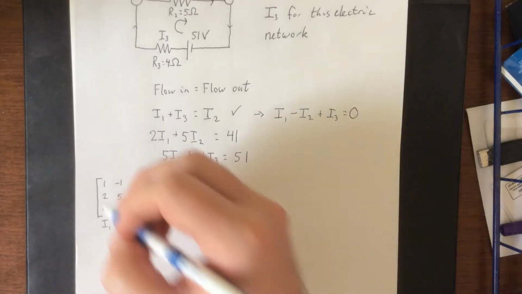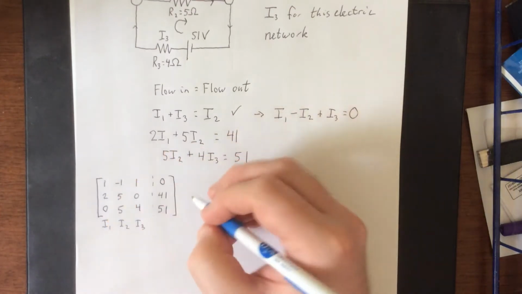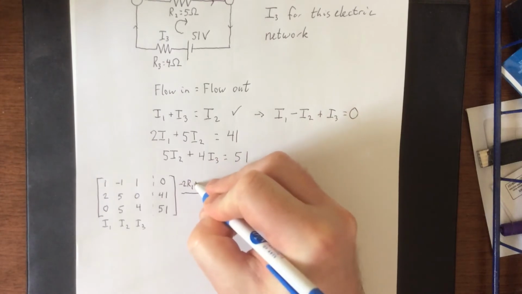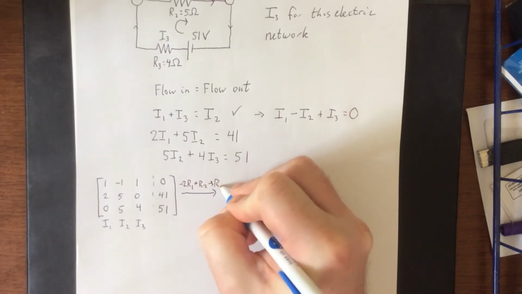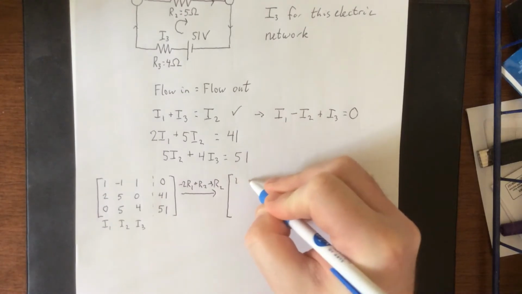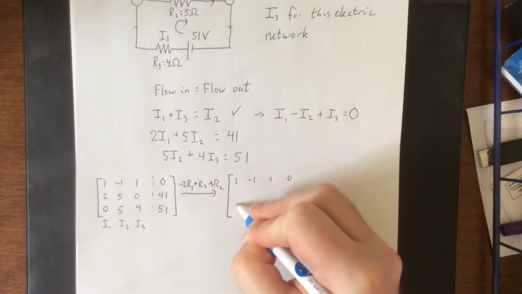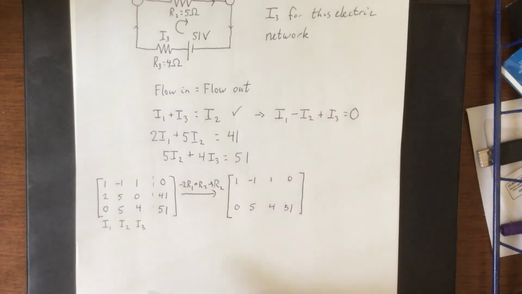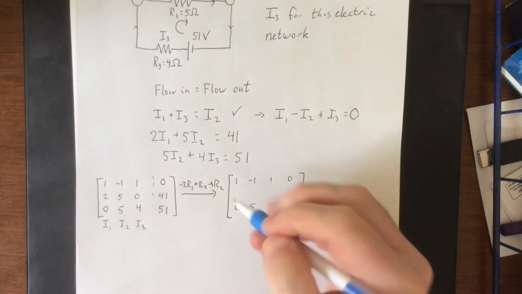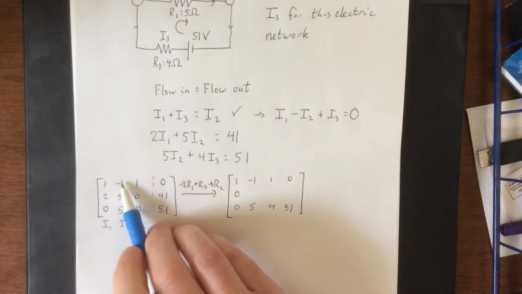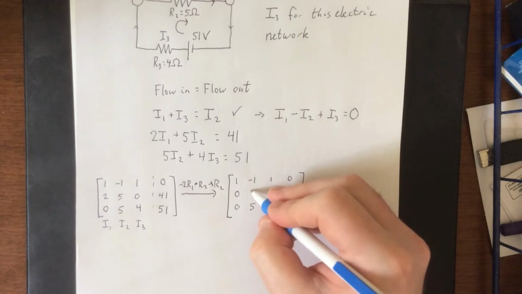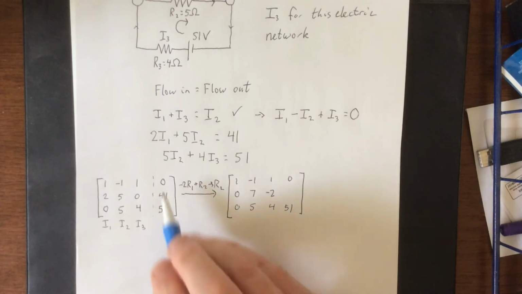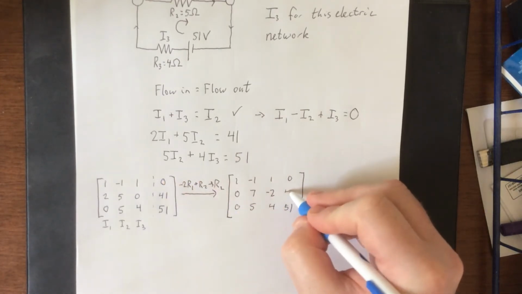With that in mind, we already have our 1 in the 1,1 entry. I'd like to zero out the entry below it. So we'll take negative 2 times the first row and add it to the second row. That'll become the new second row. The first row stays the same. The third row stays the same. But the second row is going to change. Take negative 2 times 1, add to 2. Negative 2 times negative 1, add to 5. And negative 2 times 1, add to 0. We'll also take negative 2 times 0, add to 41.